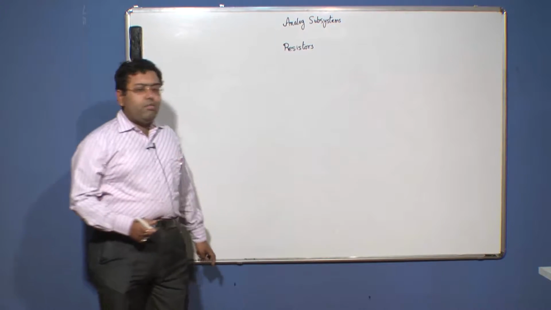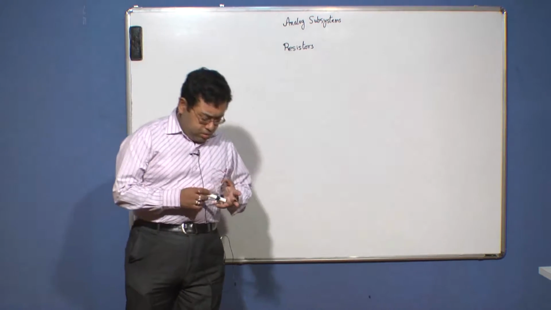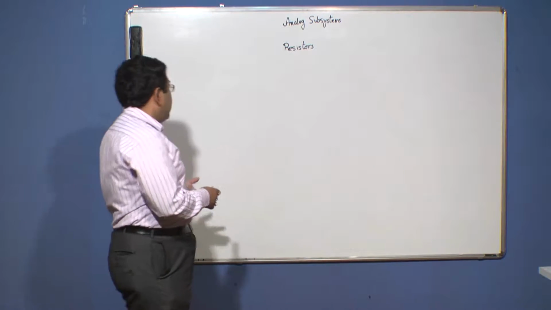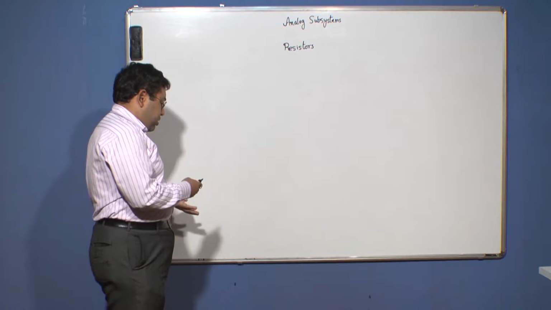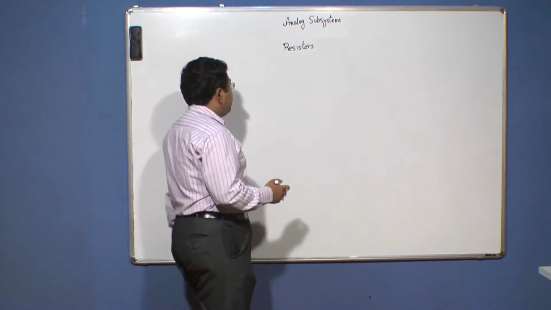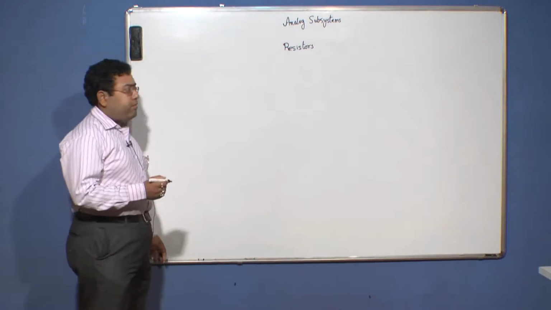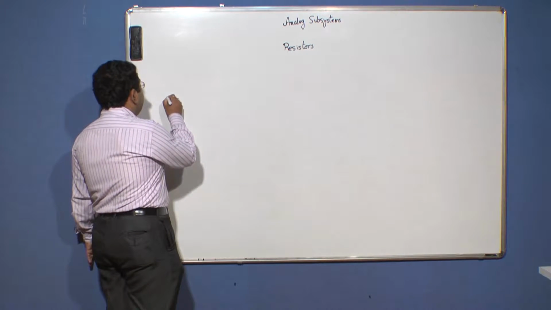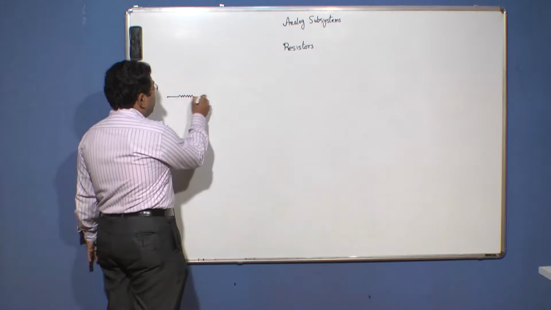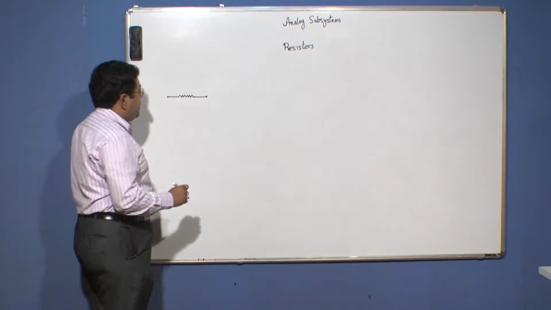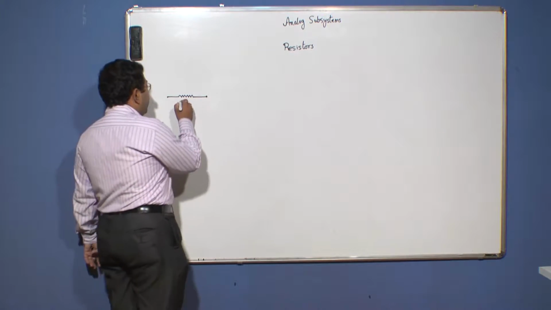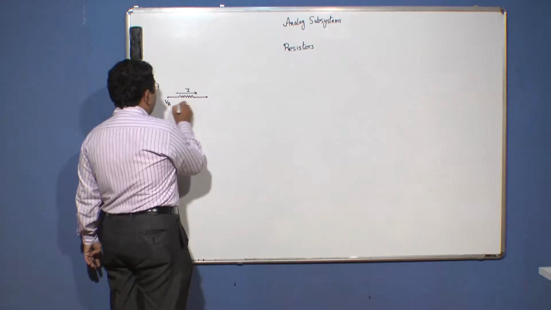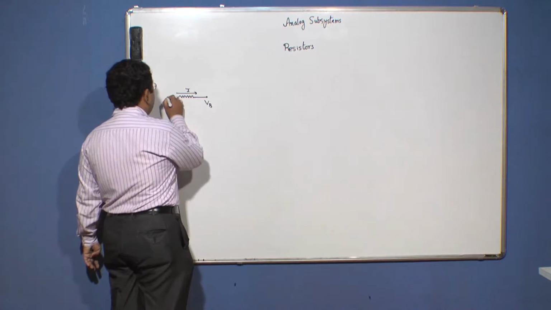So, we begin our discussion on the analog subsystems. The first subsystem that we are going to take up is the resistors. As you know from your basic knowledge of circuits, a resistor is a linear circuit element across which a voltage drop occurs when a current flows through it.